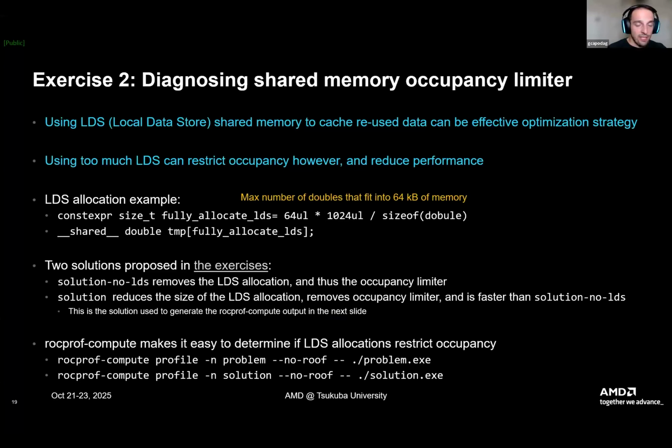For this second example, basically, we are exploring the effect of allocating local data store memory for our kernel. So the reference solution is the one where we are basically allocating all the LDS that we can. So see, this fully allocate LDS is computed so that that's the maximum number of doubles that you can fit into 64 kilobytes of memory.